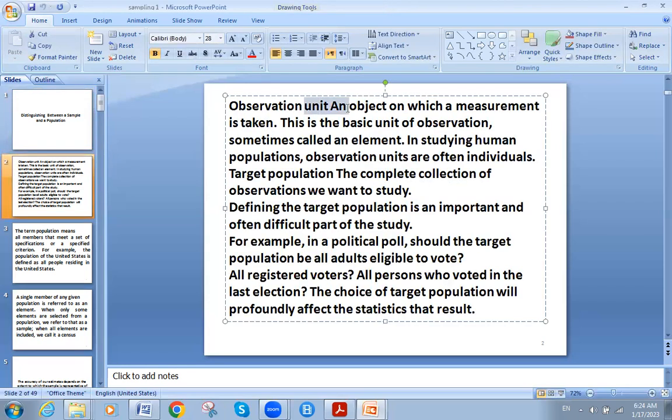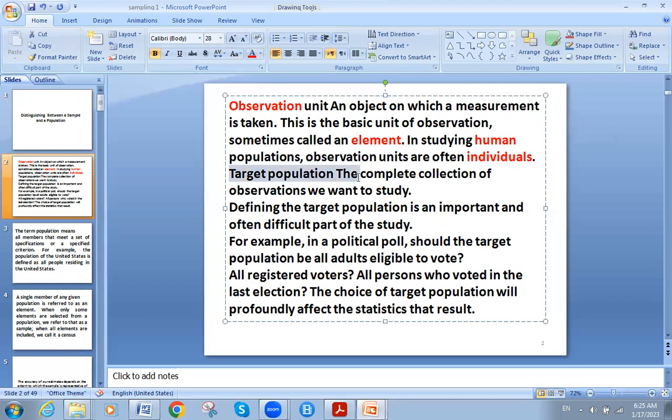Observation unit is an object on which measurement is taken. This is the basic unit of observation. Sometimes we call it an element. In studying a human population, observation units are often individuals. So if it comes to humans, the unit will be people, individuals.